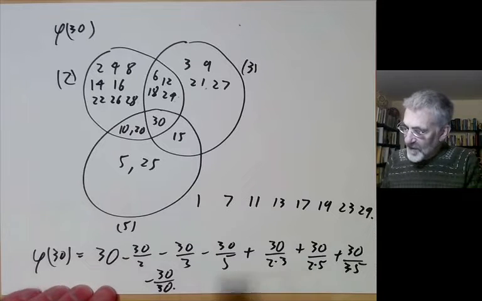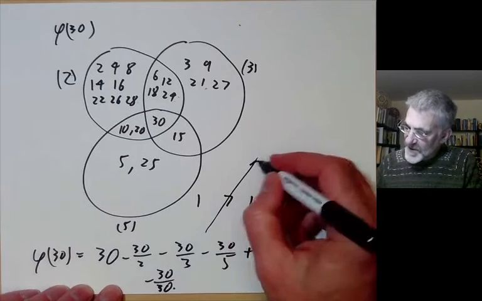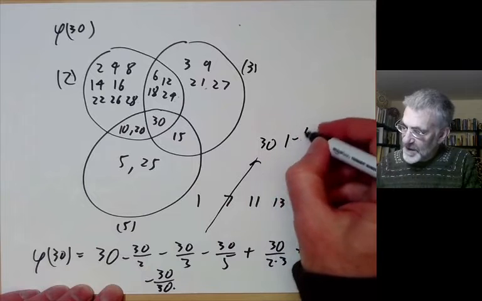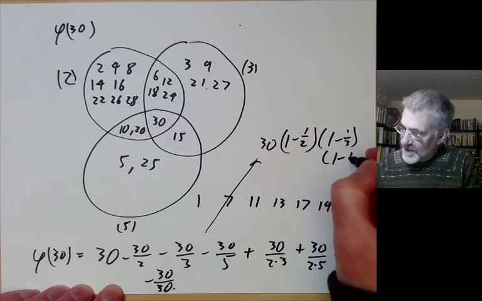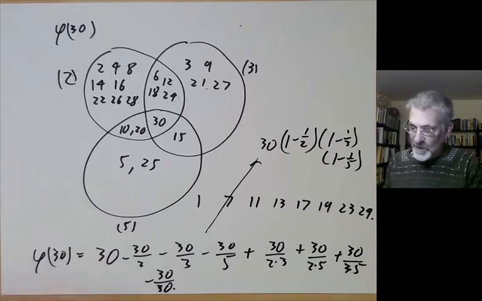And again, this expression can be written as 30 times 1 minus a half times 1 minus a third times 1 minus a fifth, because if you multiply it out, you get all these factors.